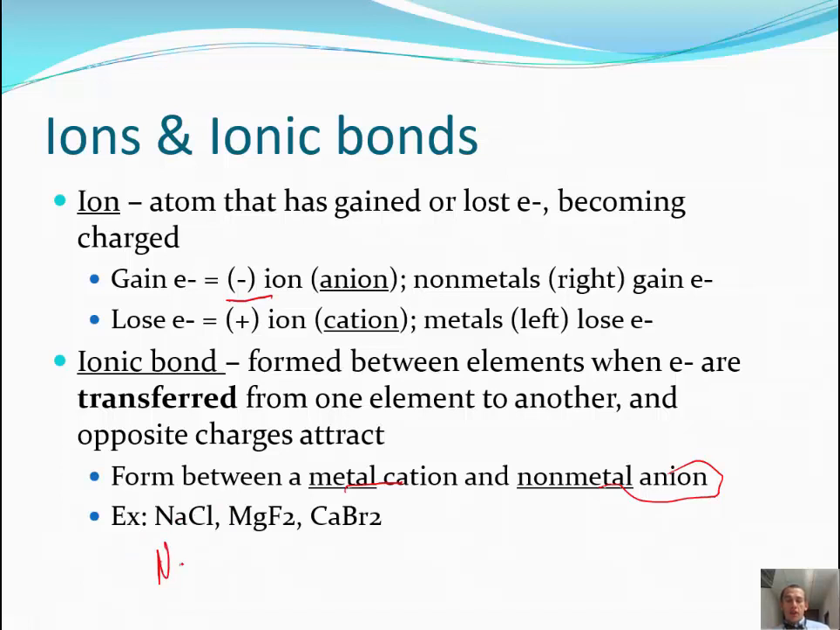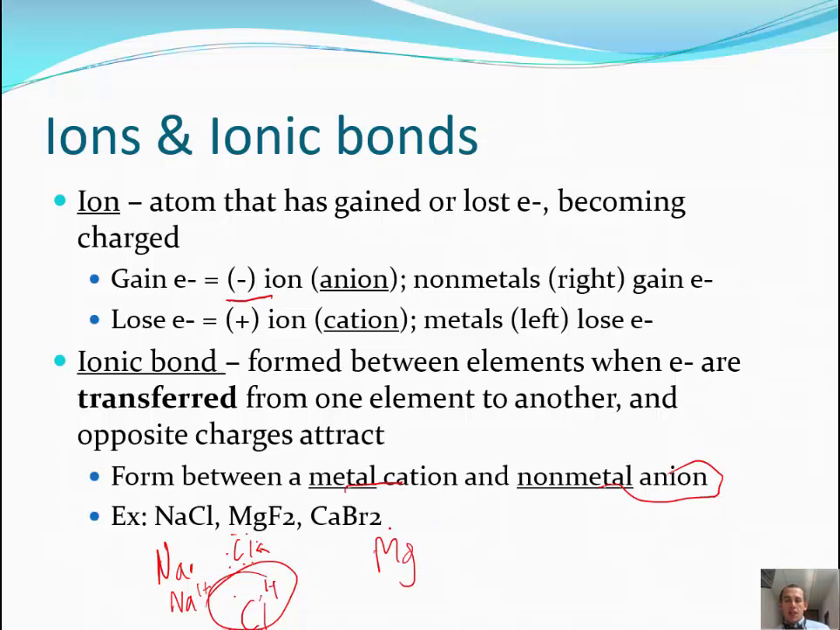Sodium has one valence electron, and it'll give it away and be a 1 plus. Chlorine has 7 valence electrons, 1, 2, 3, 4, 5, 6, 7, which means it takes one and becomes a 1 minus ion, and a 1 plus and a 1 minus cancel and those stick together.